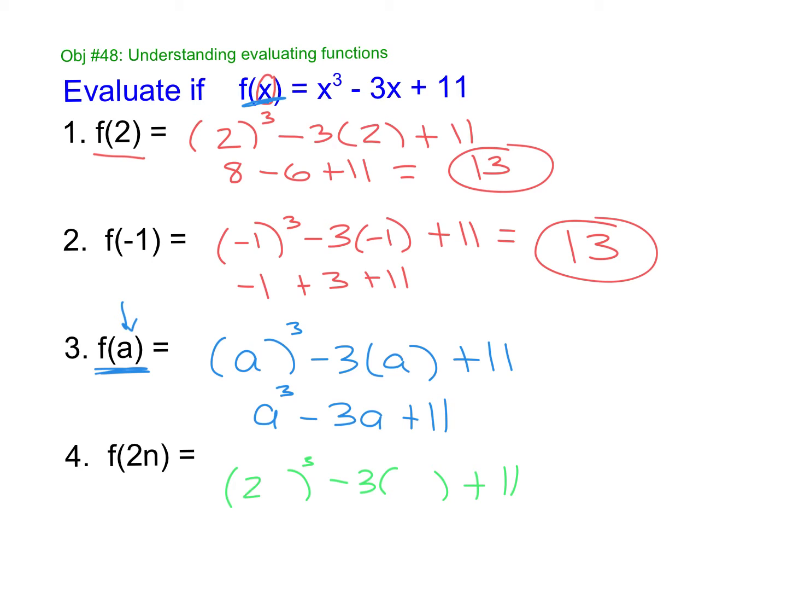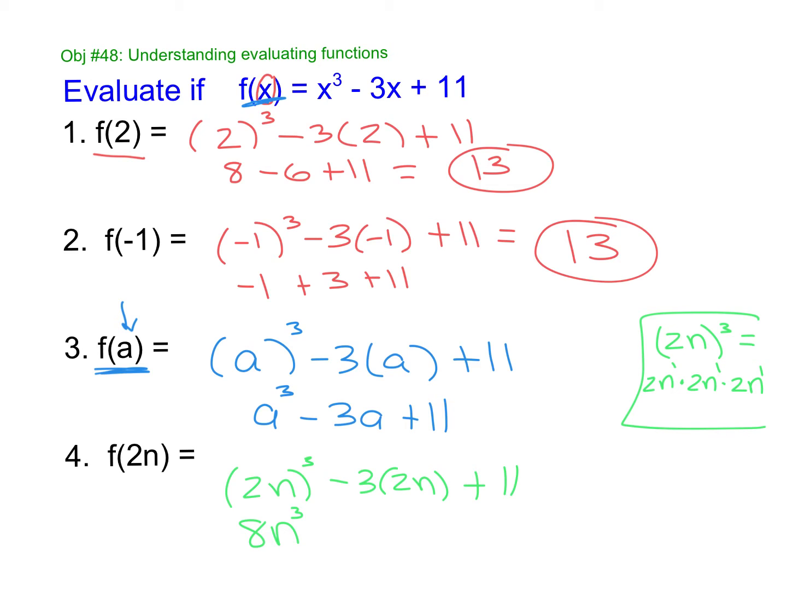Cubed. So 2n and 2n. Now this one's a little harder, because what is 2n to the third? Let's go over here. 2n in parentheses to the third is 2n times 2n times 2n. What does that equal? That is 8n cubed, right? 2 times 2 times 2, and n times n times n.